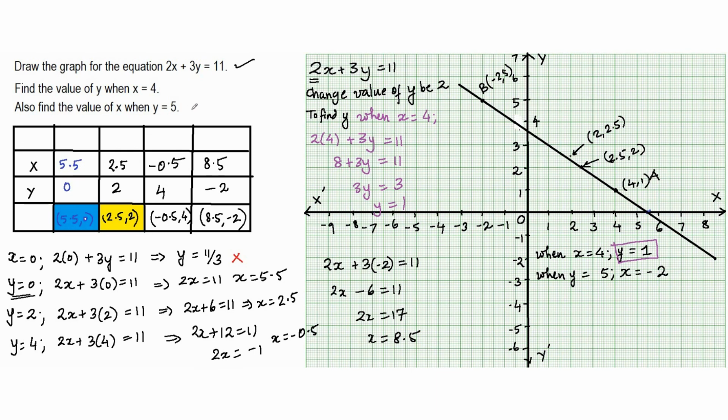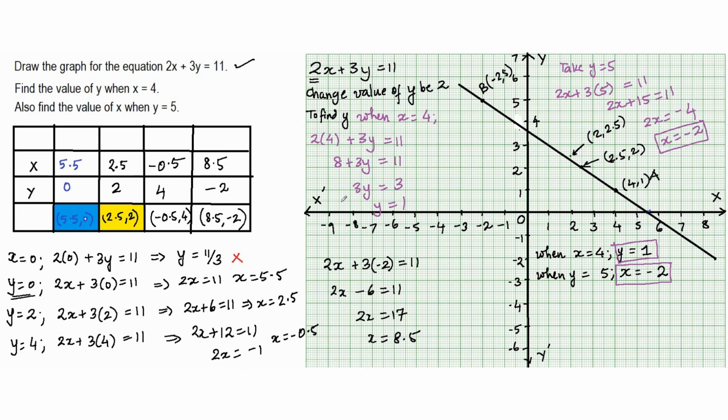Similarly, I want to find the value of x when y equals 5. So taking y equal to 5, we get 2x plus 3 times 5 is equal to 11, which means 2x plus 15 is equal to 11, or 2x is equal to 11 minus 15, which is minus 4, and therefore x is minus 2. So when y is equal to 5, the value of x is equal to minus 2. This is how we can solve this question using the graphical way or using the algebraic way.